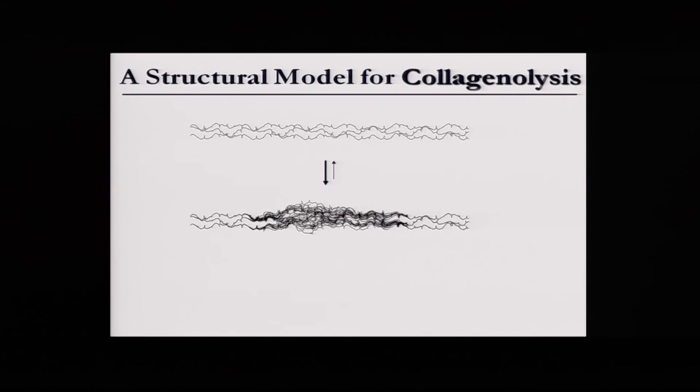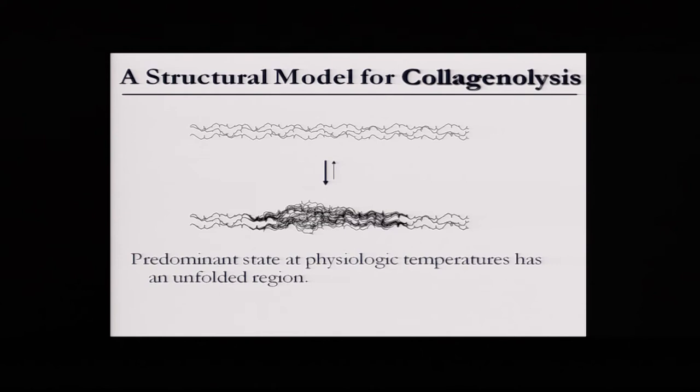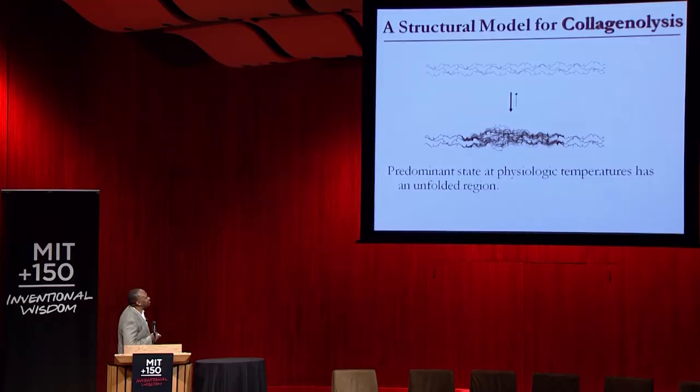And this floppy molecule is a dominant structure at physiologic temperatures. Most people in the Northeast are at 37 degrees Celsius. And at that temperature, you'll find that most of the... when I go to Indiana, people boo me when I give that joke. But people usually laugh in Massachusetts with that one.